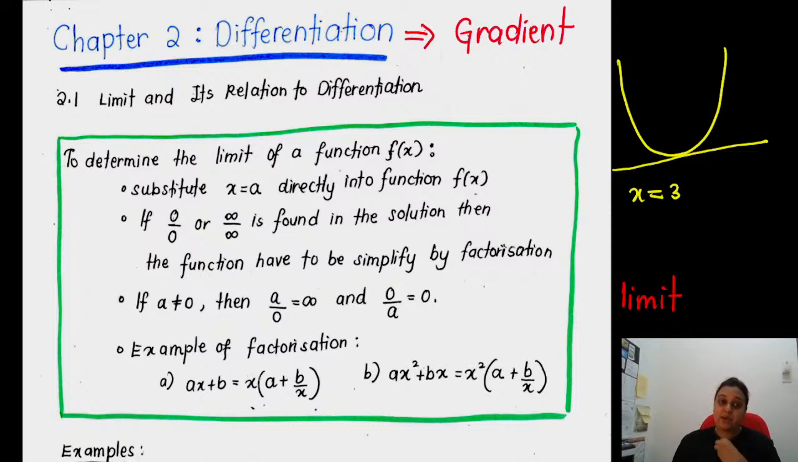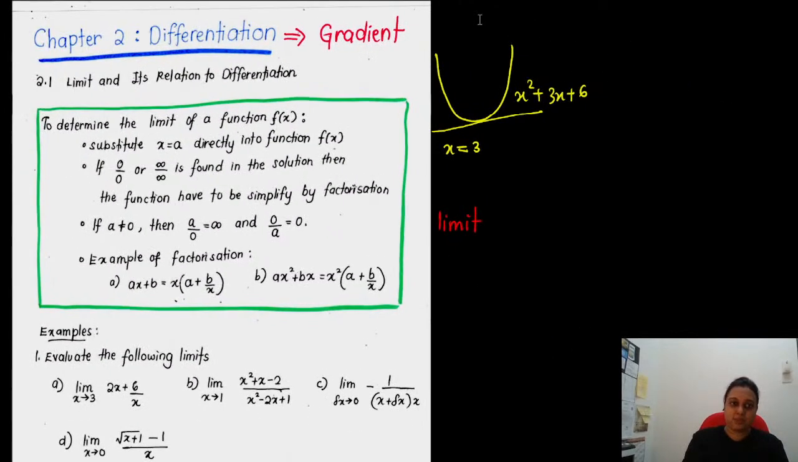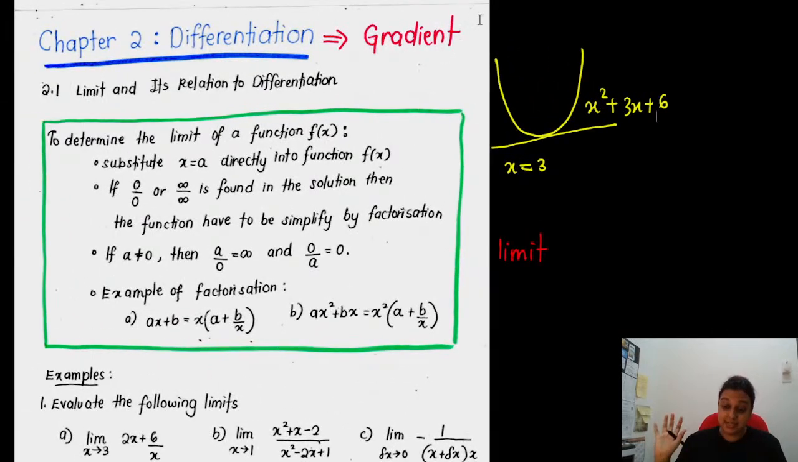Now I want to know what will be the value for the function. Let's say here the function is given as x squared plus 3x plus 6. Now I want to know what is my limit when x is equal to 3. That means when x is 3 on this graph, what will happen to my function. So this is the first part that you are going to learn.